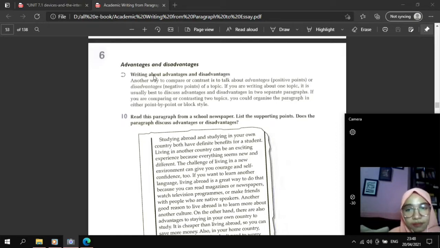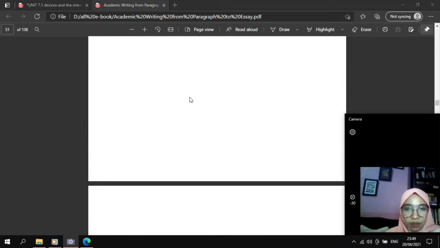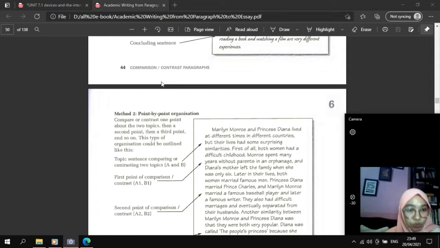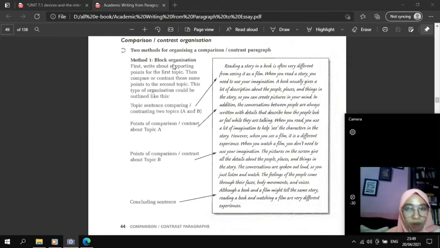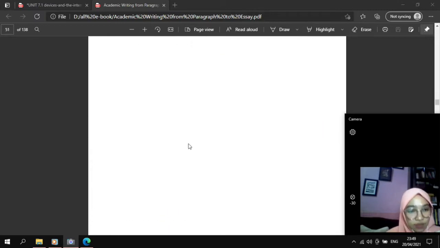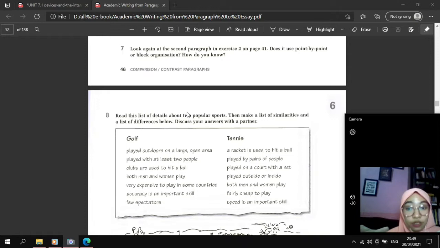So here there is a note related to another way to compare or contrast: to talk about advantages, the positive points, or disadvantages, the negative points, of a topic. If you are writing about one topic, it is usually best to discuss advantages and disadvantages in two separate paragraphs. If you are comparing or contrasting two topics, you could organize the paragraph in either point by point or block style. If you still remember the two methods that I explained to you before, point by point organization or block organization, you can use both of them, especially if you want to explain more about advantages and disadvantages. So that's related to comparison and contrast.